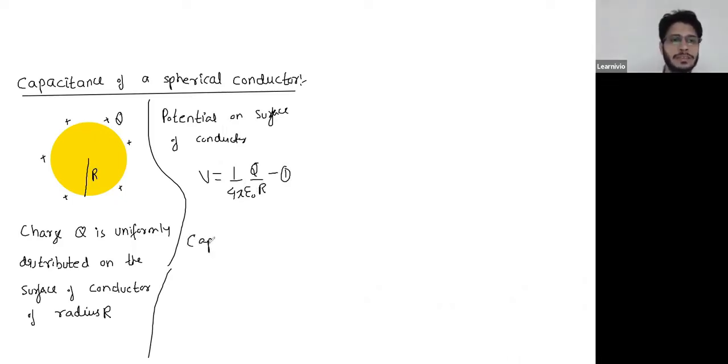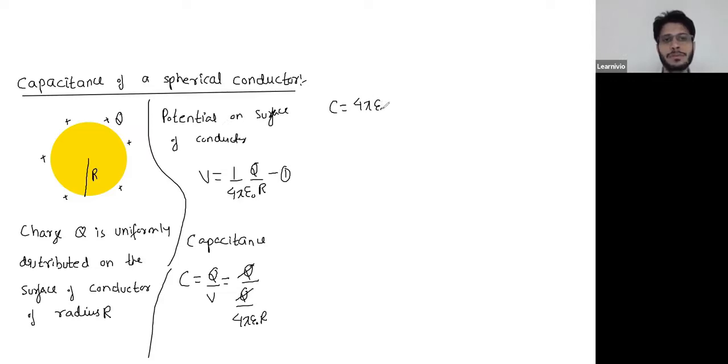Then you can write your capacitance. C is the ratio of charge and potential. The ratio of charge Q and potential Q by 4 pi epsilon naught R. This Q gets cancelled out with this Q and you are left with only 4 pi epsilon naught R. So this is the capacitance of our spherical conductor.